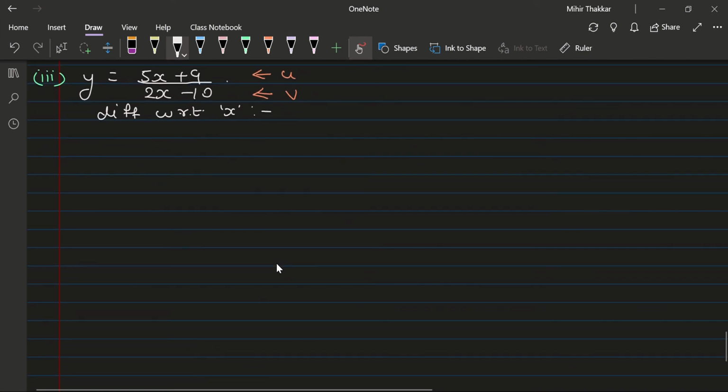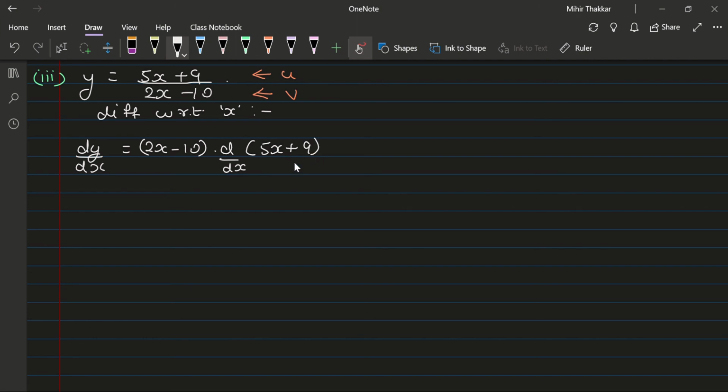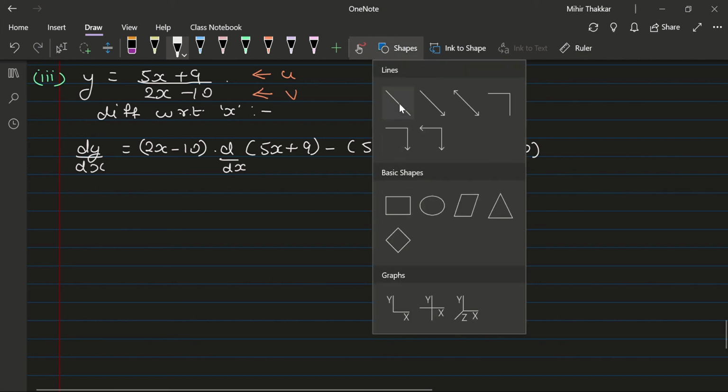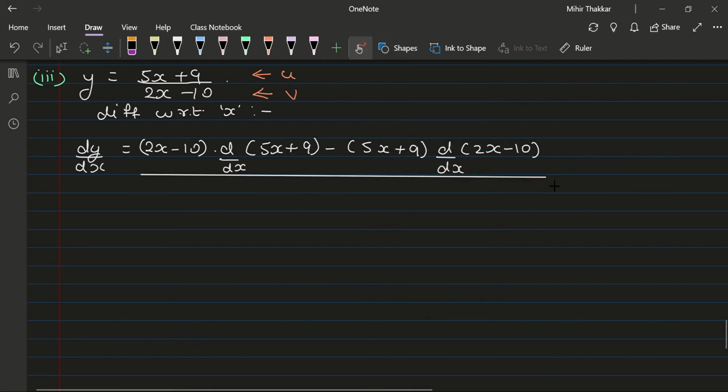So when I differentiate with respect to x, I get derivative of y as dy by dx. This is equal to v into derivative of u, 2x minus 10 into derivative of 5x plus 9, minus 5x plus 9 into derivative of 2x minus 10, and whole upon v square, which gives you 2x minus 10 the whole square.